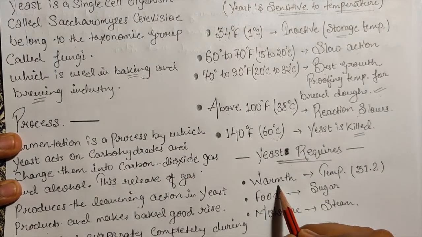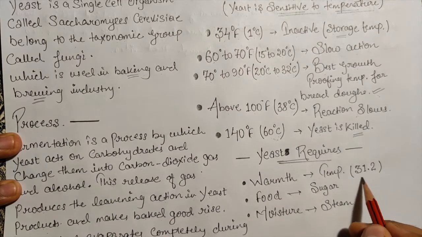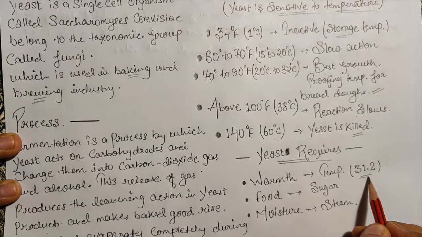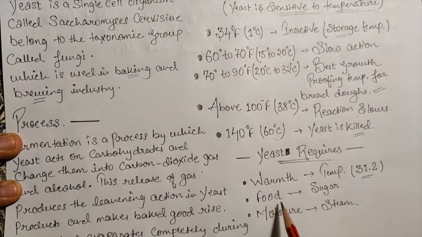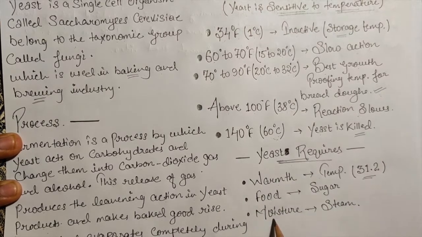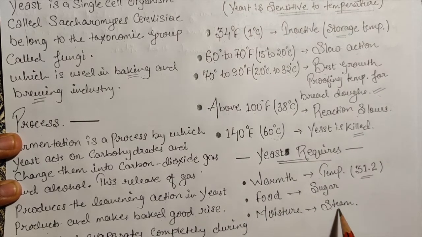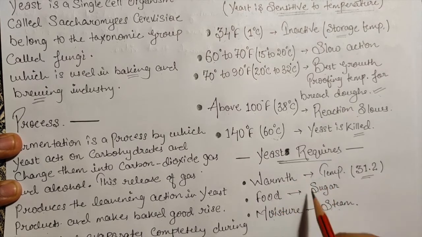The first is warmth, meaning the temperature, which is 31.2, the ideal temperature for the yeast to grow rapidly. Food means sugar. Moisture means steam, meaning humidity. So these three things are very, very important.